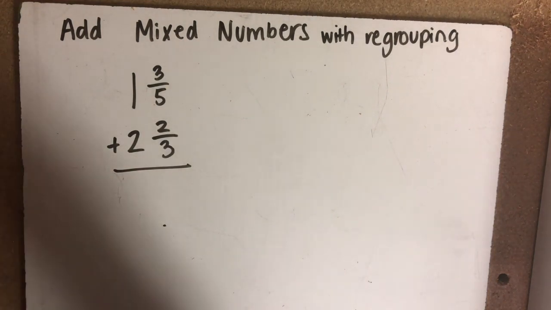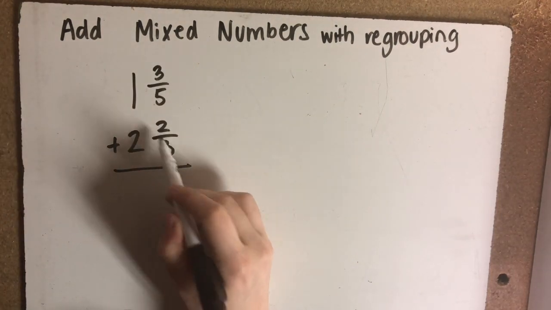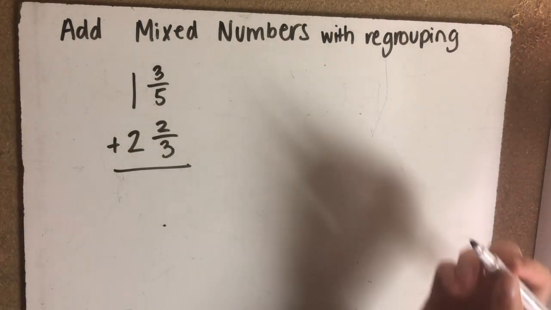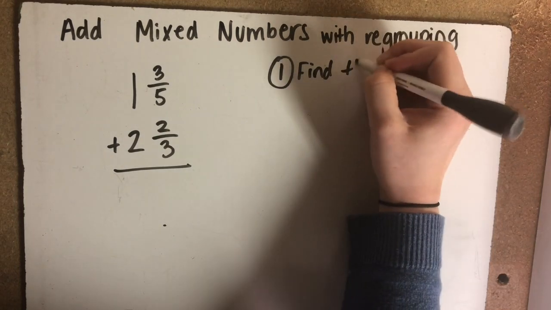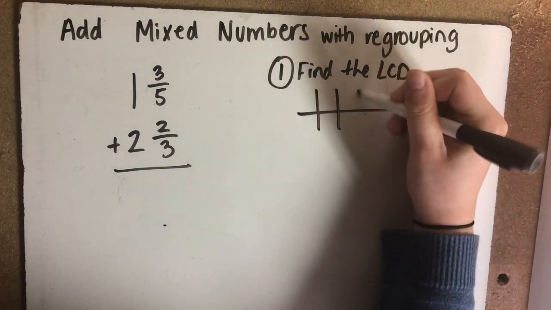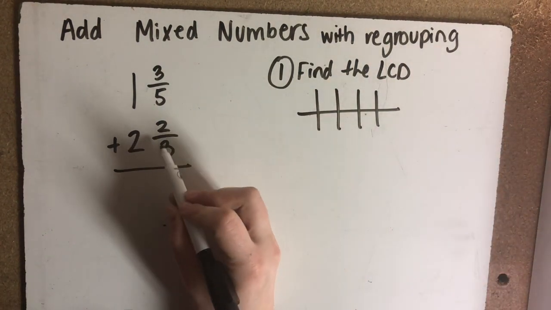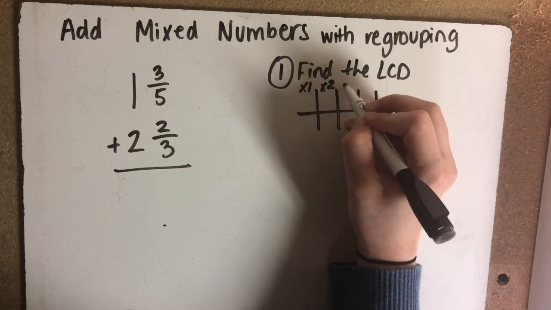Okay, so to solve this problem, we're going to look at the example 1 3/5 plus 2 2/3. So like all of our other problems, our first step is to find the least common denominator. Okay, you can make yourself that nice chart, and you want to fill in your multiples for 5 and 3.